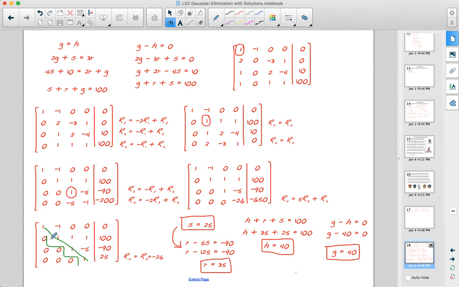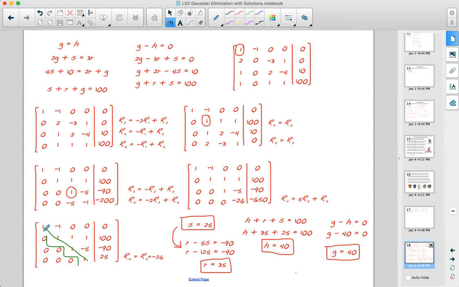Then back substitute in the row above that. That row tells me that H plus R plus S is 100. So H plus R plus S is 100. H plus R is 35 and S is 25, so that gives me 60. 100 minus 60 is 40. H is 40. They did say in the poem that G and H were equal, so I could simply go to G is 40 here.